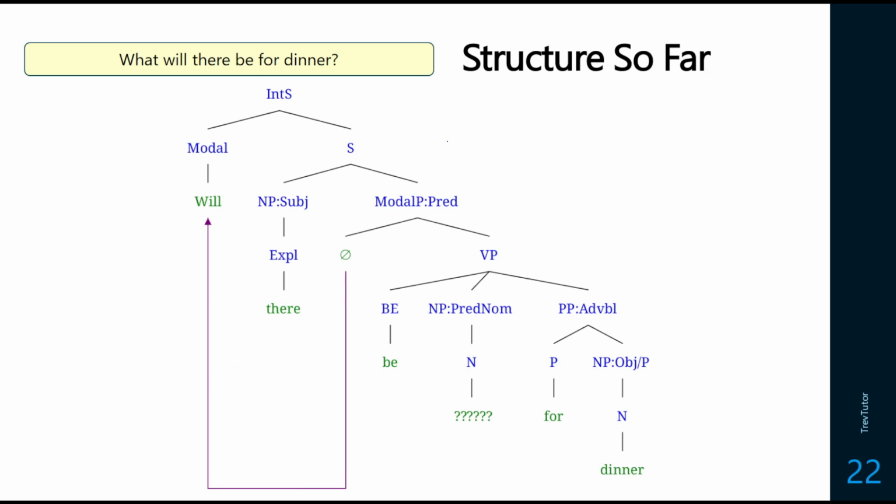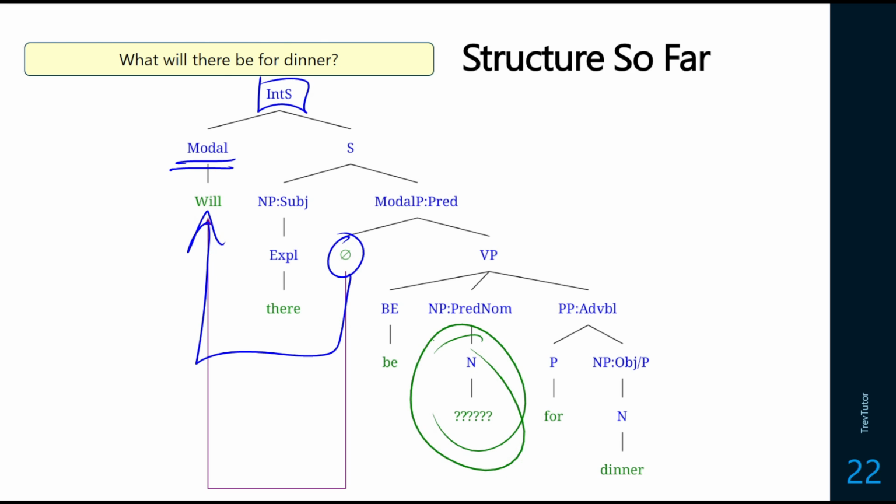So in terms of the sentence for this lecture, what will there be for dinner? We've now figured out part of it. We figured, will there be something for dinner? So we've taken our modal and we're moving it up to the modal position under the int S, but we still need to figure out what is going on with this bit down here, which is what the rest of the section is about.